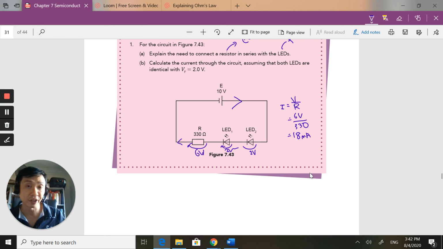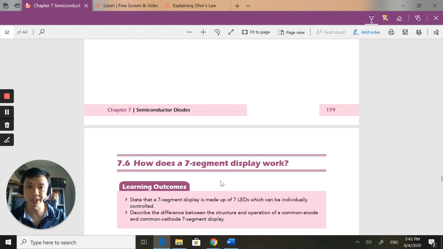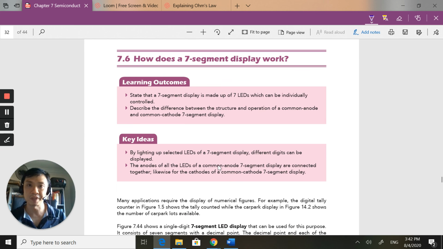Okay, so this is how LEDs work. Why they give off light when you apply a certain voltage across it, that's not in your syllabus. If you do want to find out, there are quite a number of YouTube videos about it. It really depends on the material that the LED is made of, and the doping process. All right, so that's it for LEDs. In the next part, we are going to see what happens when we put a bunch of LEDs together to make a 7-segment display. See you in a bit.